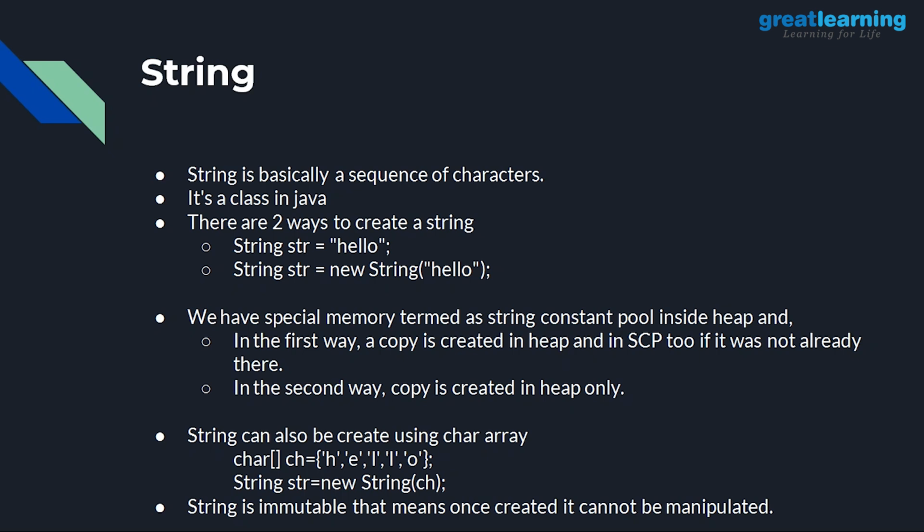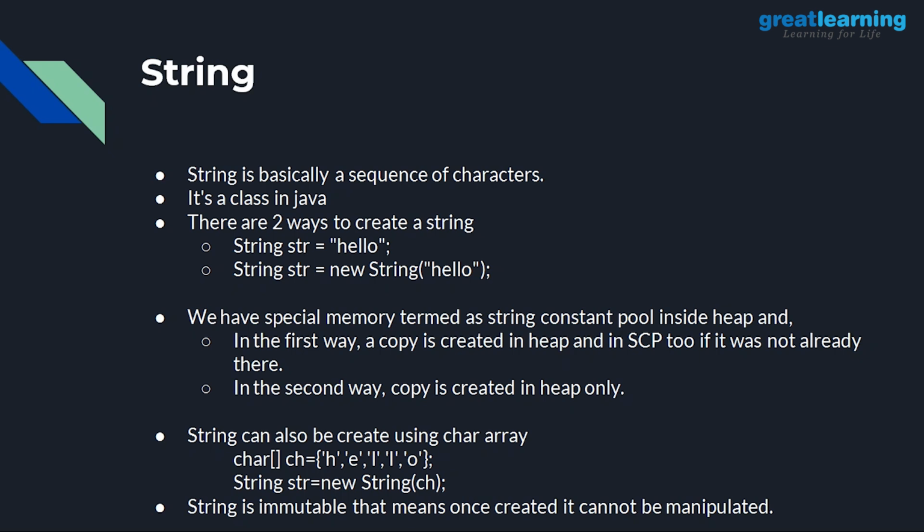There are two ways to create a string "hello": without the new keyword, and with the new keyword. So we have a special memory termed the string constant pool inside the heap, right? In the first way, a copy is created in the heap and the string constant pool. So with these two ways we can define a string, right?